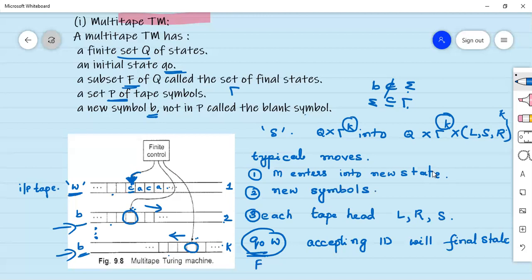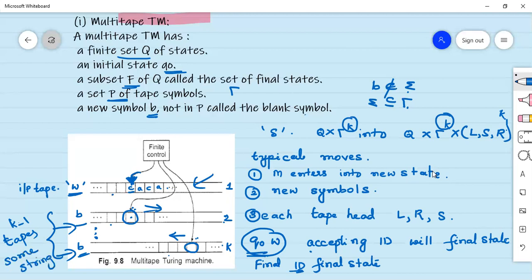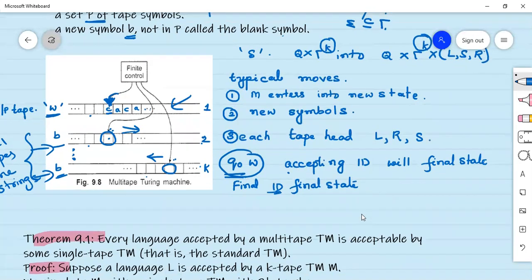So what is the final ID? Final ID is the acceptance state, correct? So when you have a final ID or accepting ID, we say it has a final state. And what else is there? As you know, we have written move left, right, etc. So in the remaining K minus 1 tapes, we'll have some strings. This is our multi-tape Turing machine.